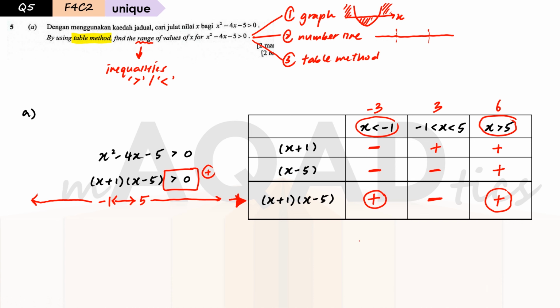Okay, so this would be our final answer: x is less than minus 1 or x is greater than 5. For part B, it says that alpha (A-L-P-H-A) and beta (B-E-T-A) are the roots of the quadratic equation.